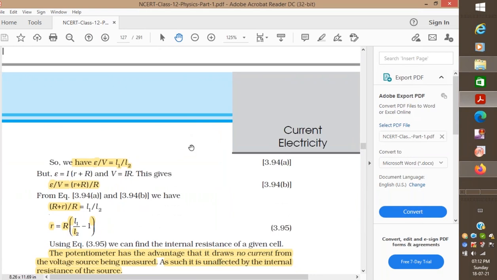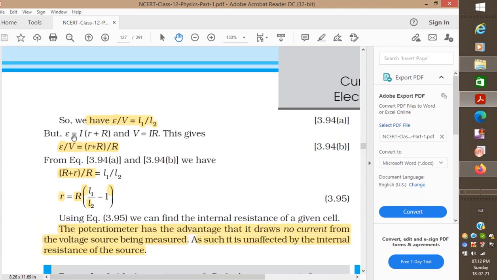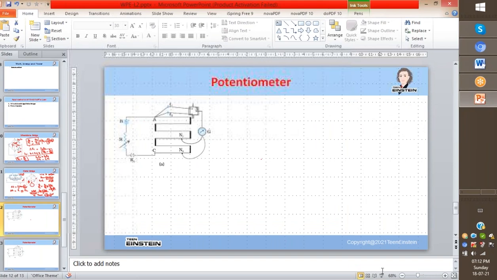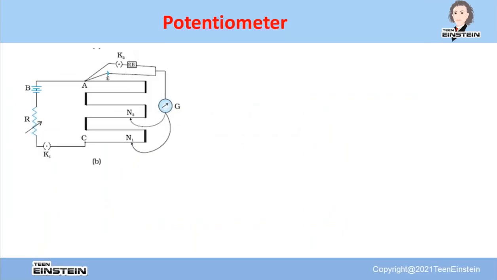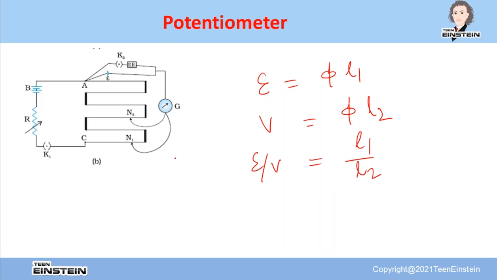Now I know the relation between terminal potential and this. I'll write it here. So I have got E is equal to phi into L1 and V is equal to phi into L2. So E by V is equal to L1 by L2. This I have got already.